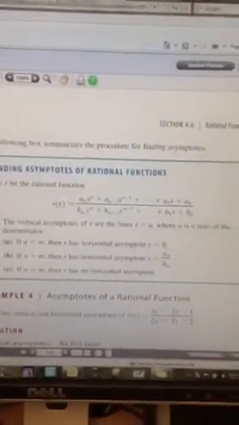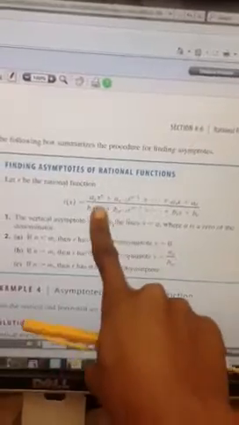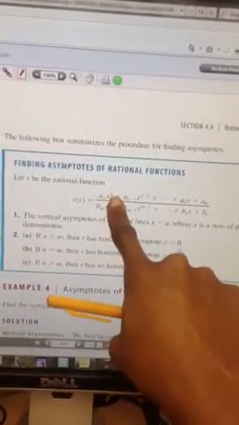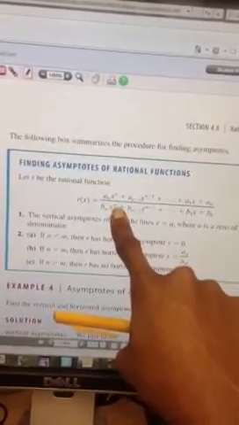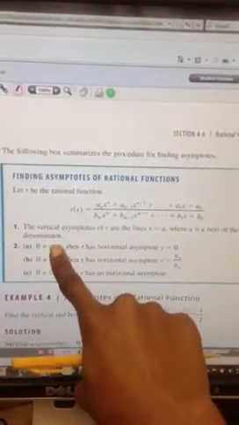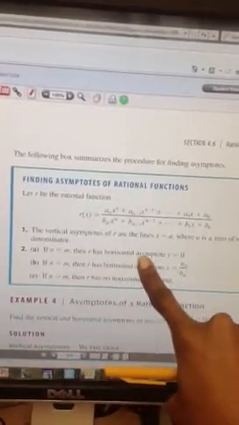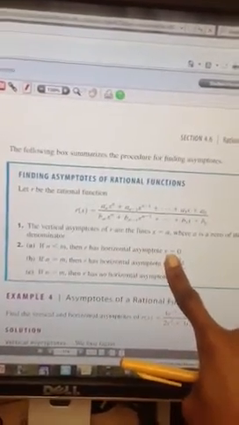Our equation of our horizontal asymptote, page 319 in the textbook, gives you 3 cases when looking at your horizontal asymptote. Here, n represents the degree of the numerator, m represents the degree of your denominator, and your degree is your highest exponent. So, if the degree of your numerator is less than the degree of your denominator, then your horizontal asymptote is y equals 0.